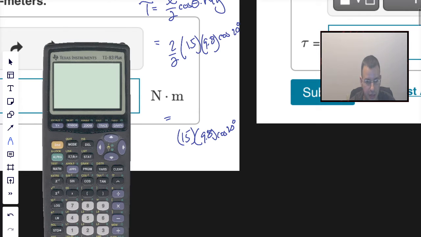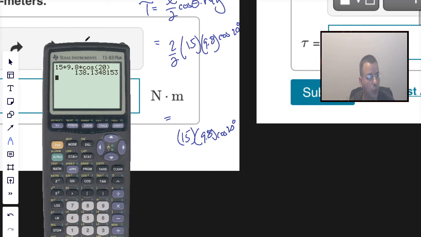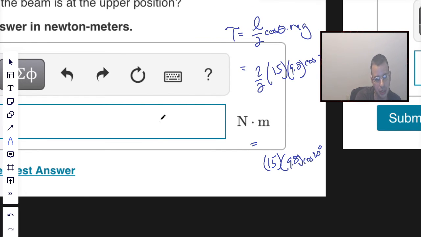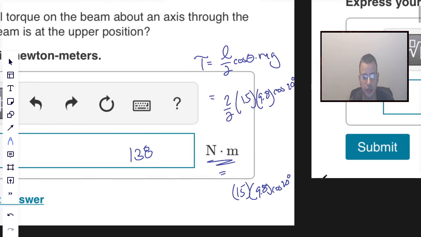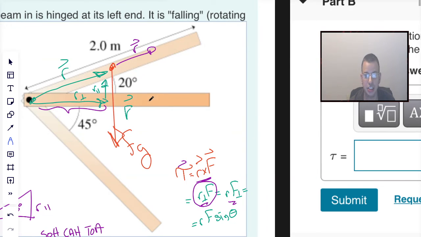Grab the calculator. On, clear. Make sure we're in degrees. Nope, we're in radians. Switch that over. So 15 times 9.8 times cosine 20 degrees. We get 138. So the first one, 138 Newton meters.